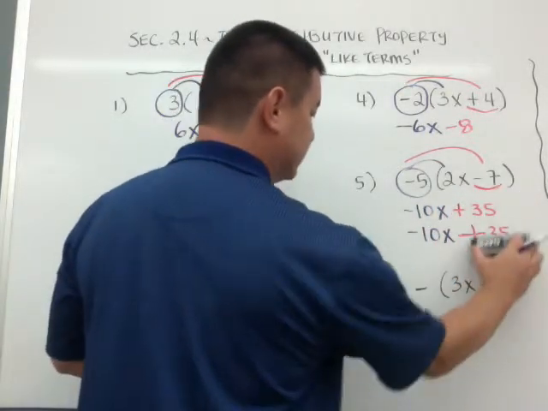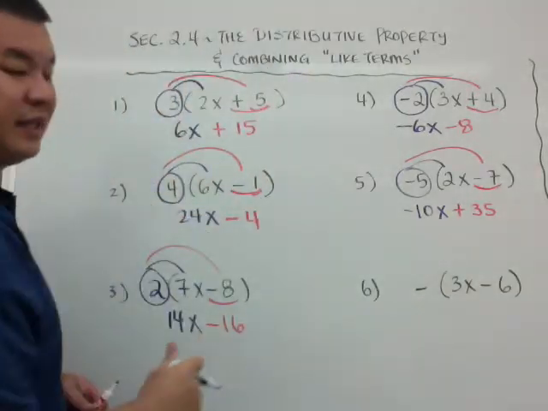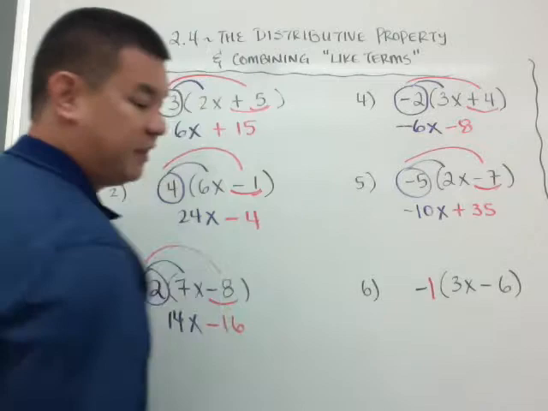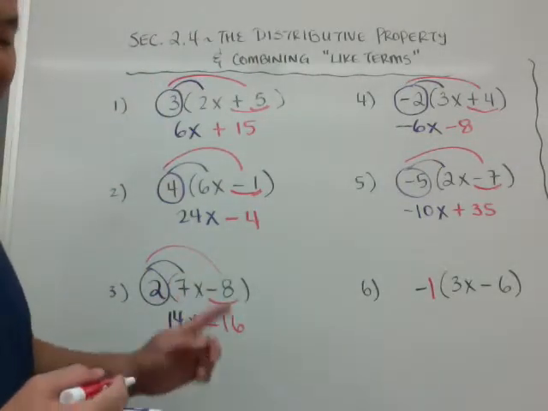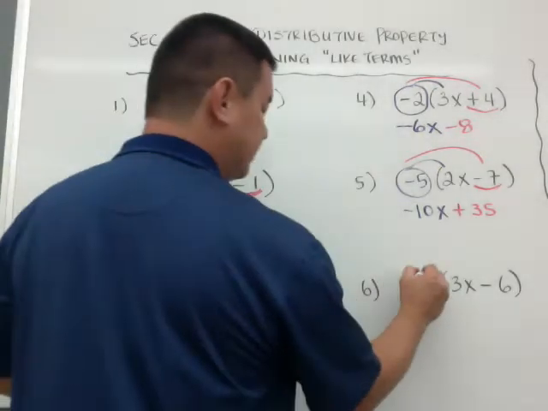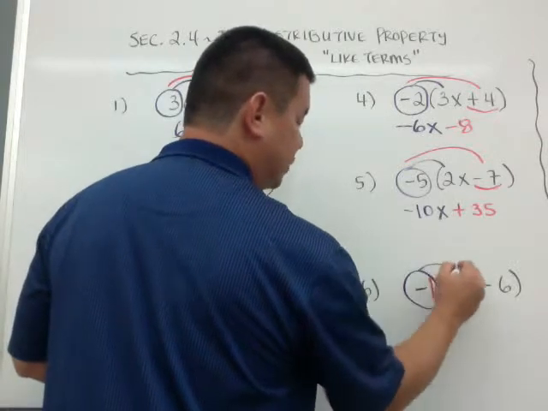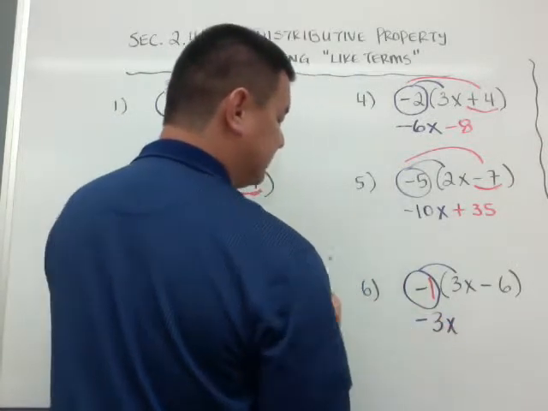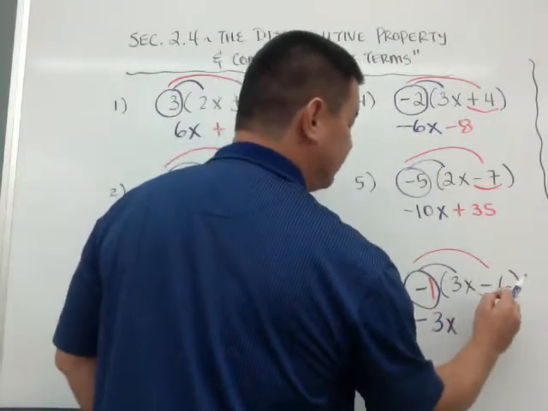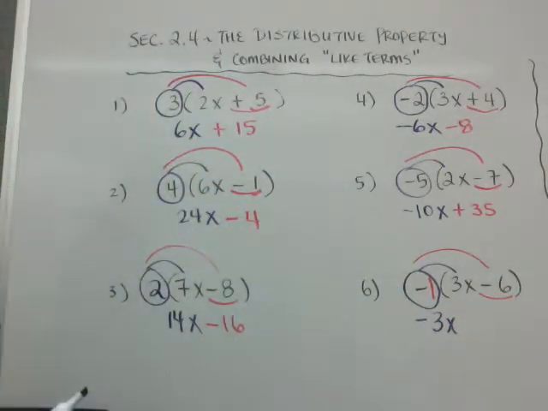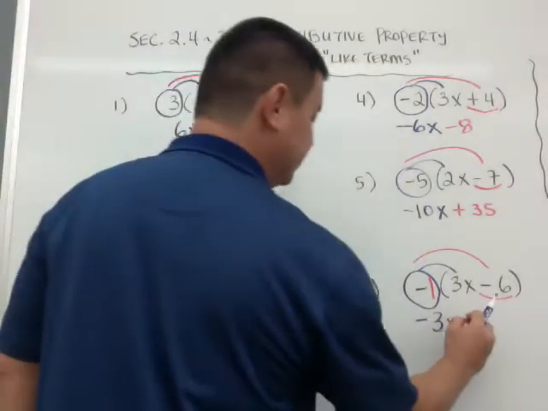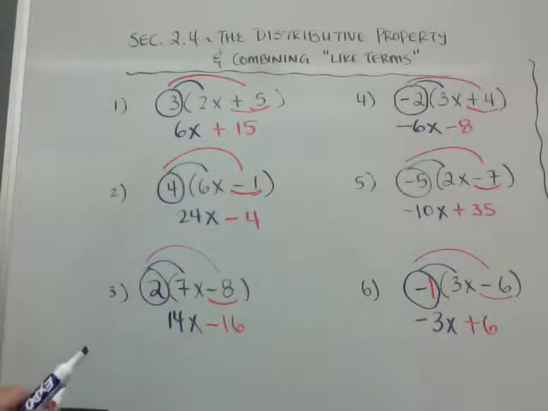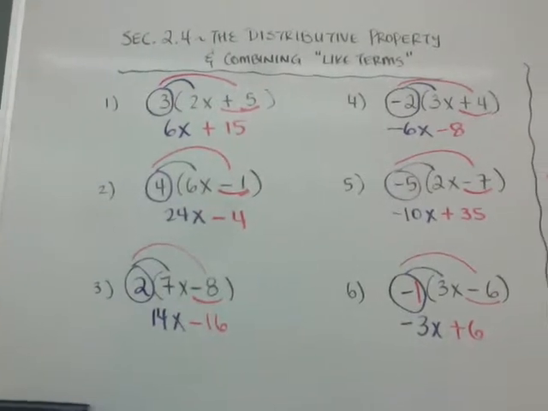So either way works. Be careful with this one. There's an invisible 1 in front of it, so I'm going to put a 1 here. If there's just a negative sign with a parentheses, it's like having a negative 1. And now I need to distribute the negative. And I'm just changing the sign. So negative 1 times 3x is negative 3x. And then negative 1 times negative 6 is equal to positive 6. Okay, that's the distributive property. Should be pretty easy.